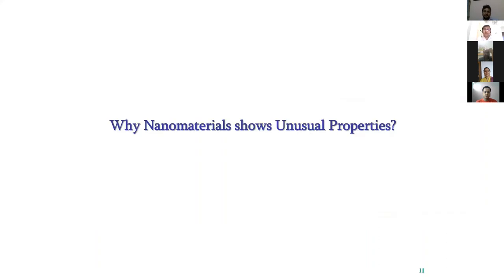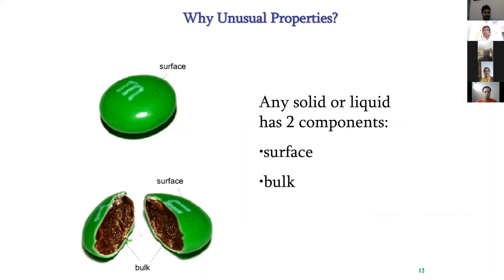Now the question is, why do the material properties change so dramatically? In order to understand that, we need to understand the surface area of the material. So what do I mean by the surface area? Take the example of a toffee, a chocolate. You have two things, right? One is the surface, and then you have the bulk, right? For most solids or liquids that you see, the number of atoms or molecules on the surface will be really low. And most of the component is bulk, which is inside, right? You cannot touch it. You only touch the surface, right?